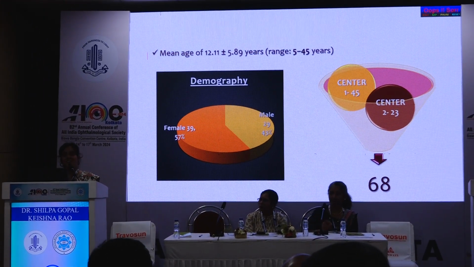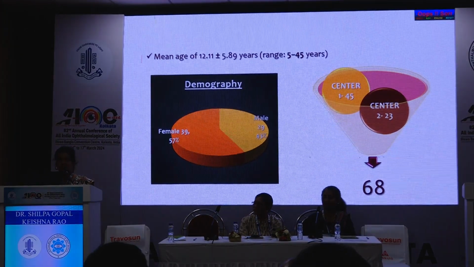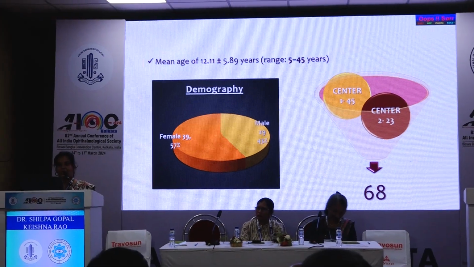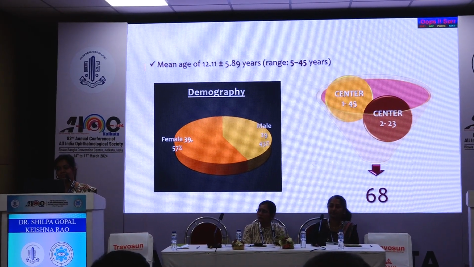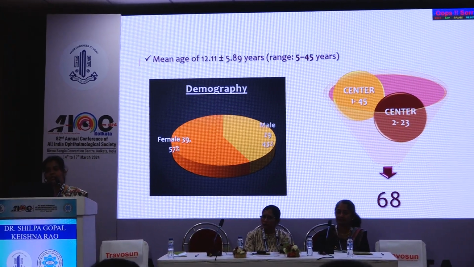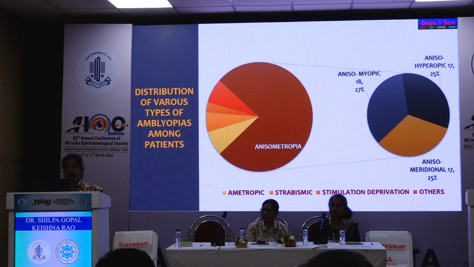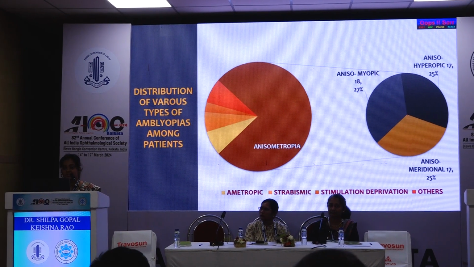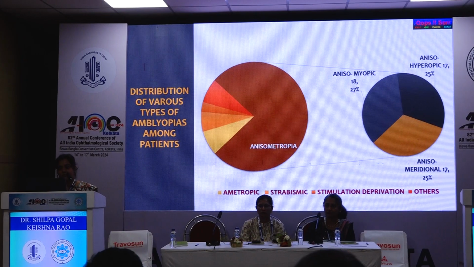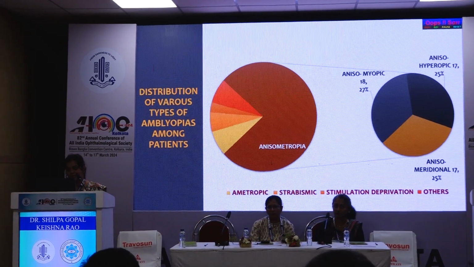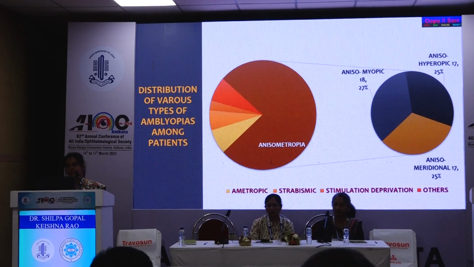Yes, thank you. So the mean age of patients was 12 years, and we have treated a large age group of patients, that is 5 to 40 years. Most of the patients were female, and we have tried it on all kinds of amblyopias, but mainly we have had success with only anisometropic amblyopia. Strabismic we have had about 4 patients, and stimulation deprivation, that is children with unilateral pseudophakia, have been 3. Others include 1 patient with nystagmus and 2 more patients in whom the cause of visual deprivation could not be found out.